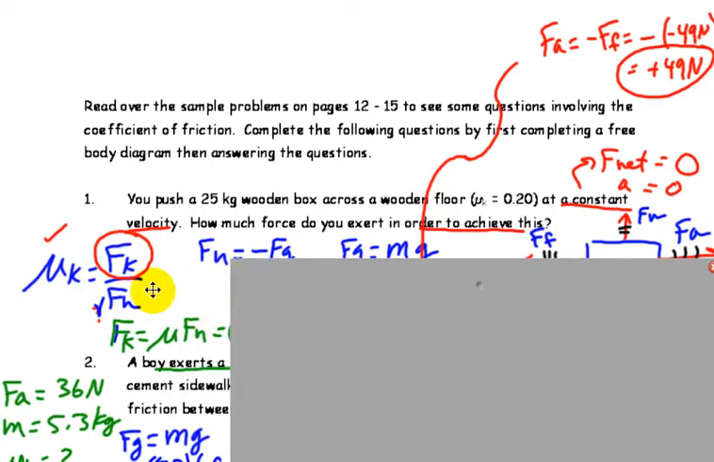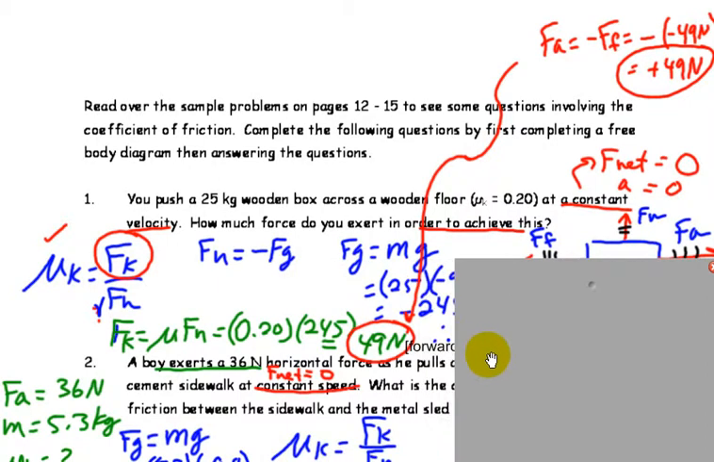So first of all, the things that we know here, we know the coefficient of kinetic friction, we know the mass of the object, and that's pretty much it. So if we look here, the coefficient of kinetic friction equals the force of friction over the normal force. So we can solve for the kinetic friction force, because we know what mu k is, and we know what Fn is, somewhat.